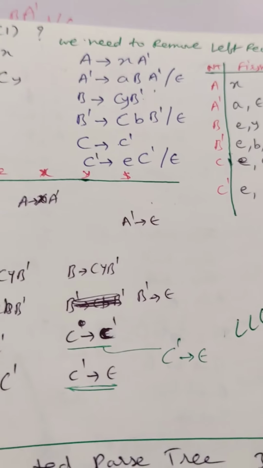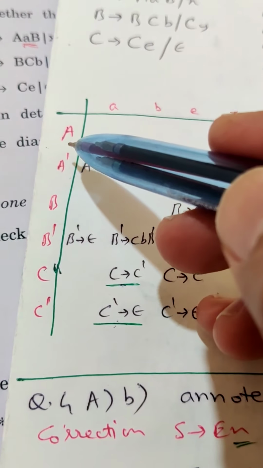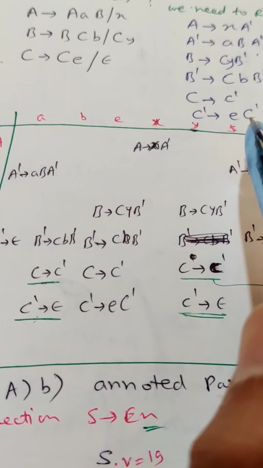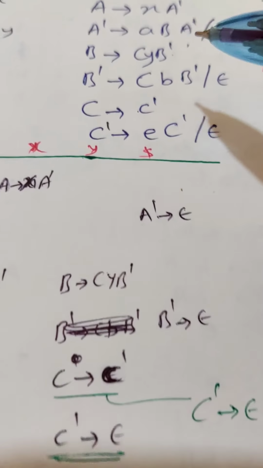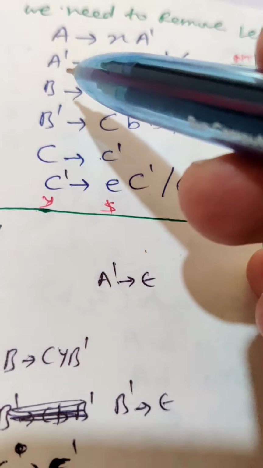Now let's focus on the parsing table. For the parsing table, on this side we have all non-terminals. You can see here all terminals become the columns. Don't forget a dollar column. Now we have to map these rules in this table. If it is a non-epsilon rule, it goes in the first. If it's an epsilon rule, it goes in the follow of this non-terminal.